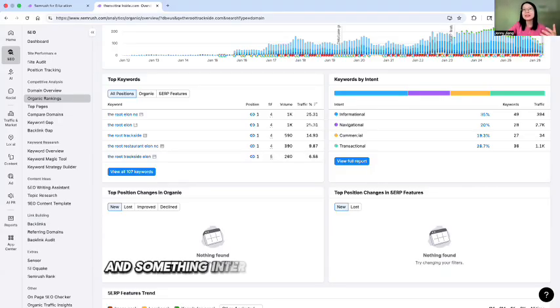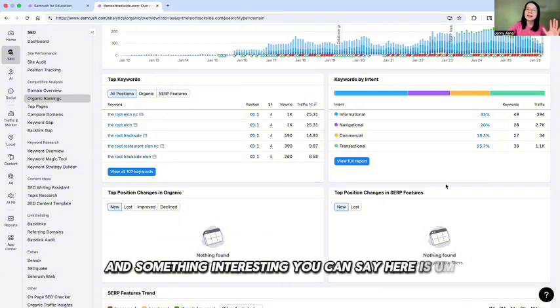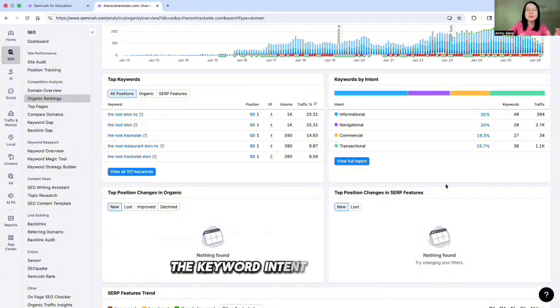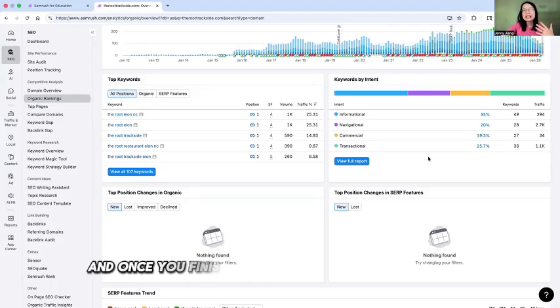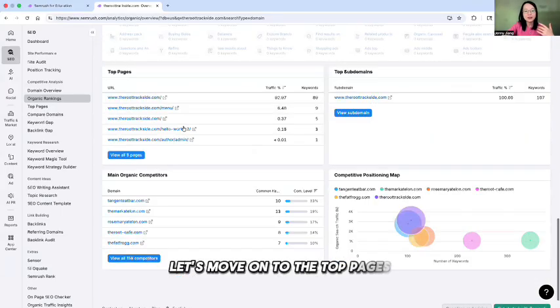And something interesting you can say here is the keyword intent breakdown shows a mix of search intents, but navigational traffic is especially strong, which suggests that many users are searching directly for the restaurant by name. That's enough for the insights here. And once you finish analyzing the keywords by intent, let's move on to the top pages.